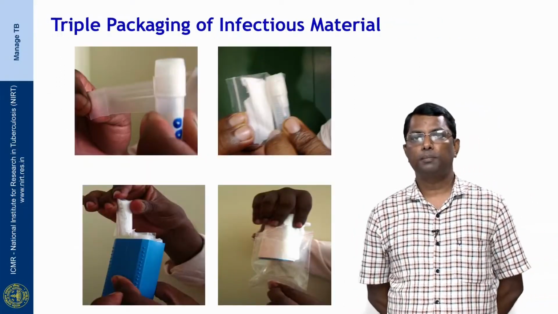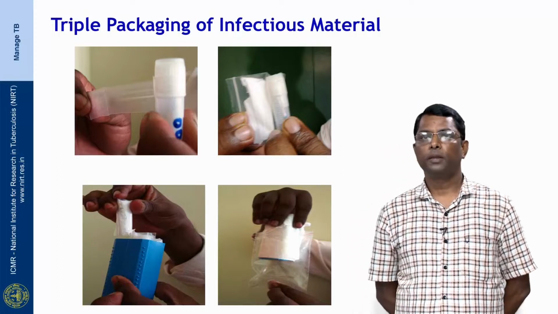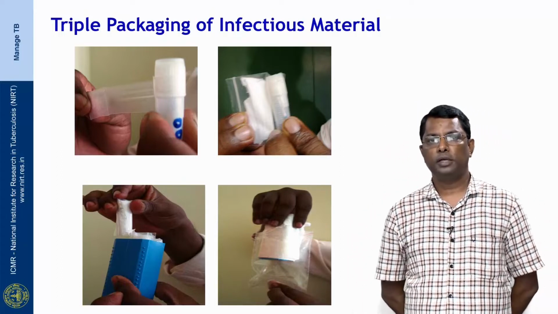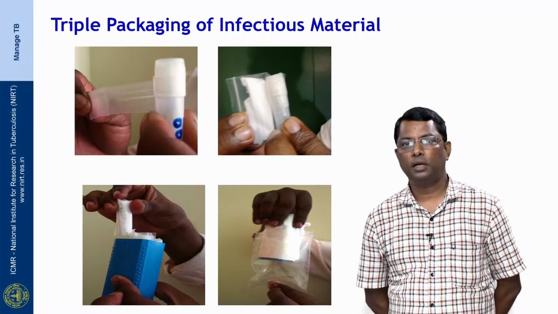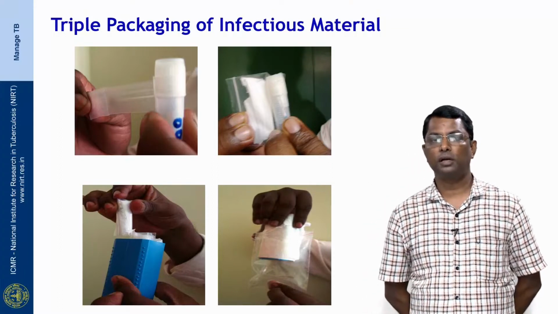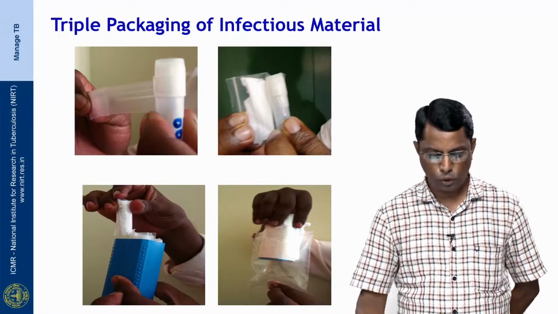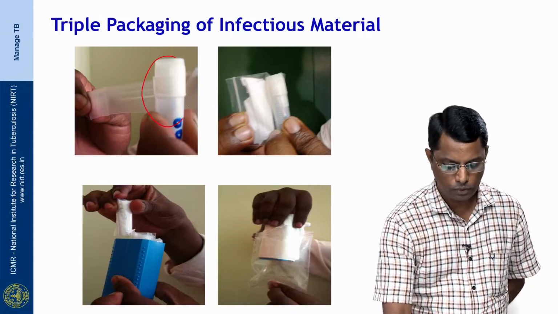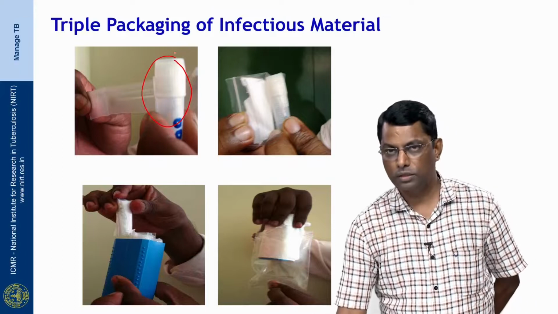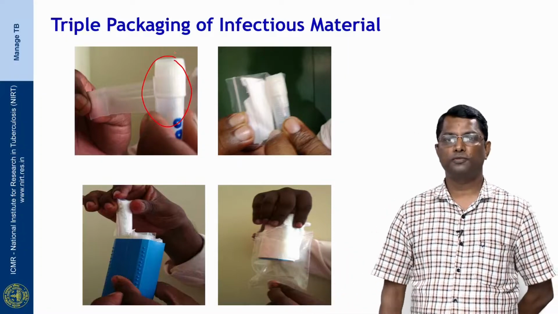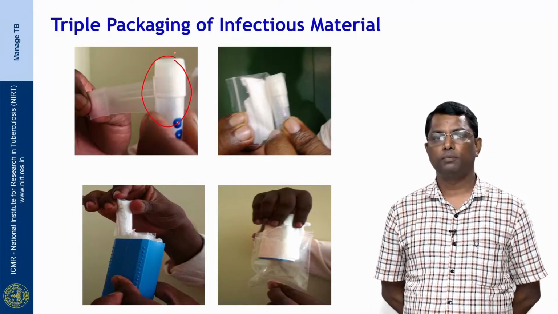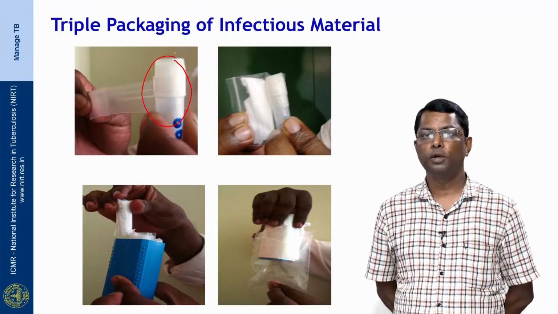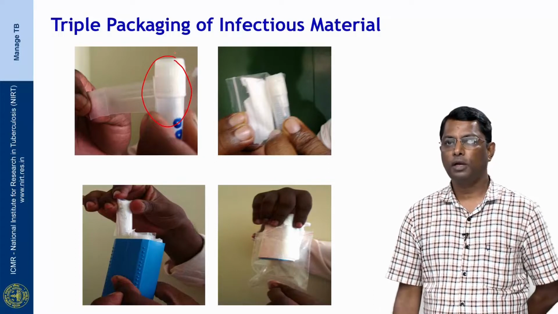Now, we will look at triple packing of infectious material. Triple packing of infectious material has 3 containers. The first container, or the primary container, is the primary receptacle, and it is a screw cap tube. Once the sputum is transferred into the screw cap tube, after screw capping the tube, we need to seal it with paraffin.